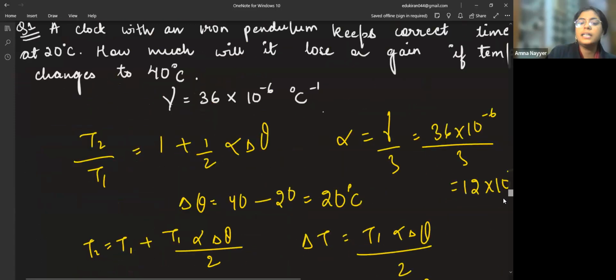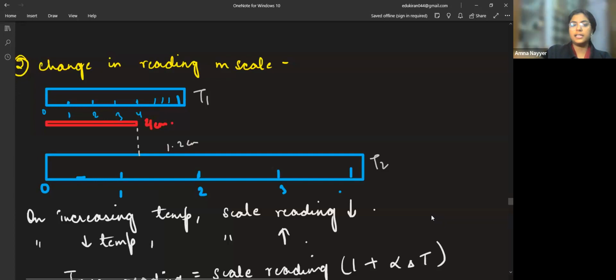Now see, the second application is the reading scale. If I give you this pen and ask you to calculate its length, what will you do? You will take a scale and calculate its length, right? Suppose the length is 4 centimeters, as I've taken in the example already. With the scale, I'll put it like this and see this is coming 4 centimeters itself.